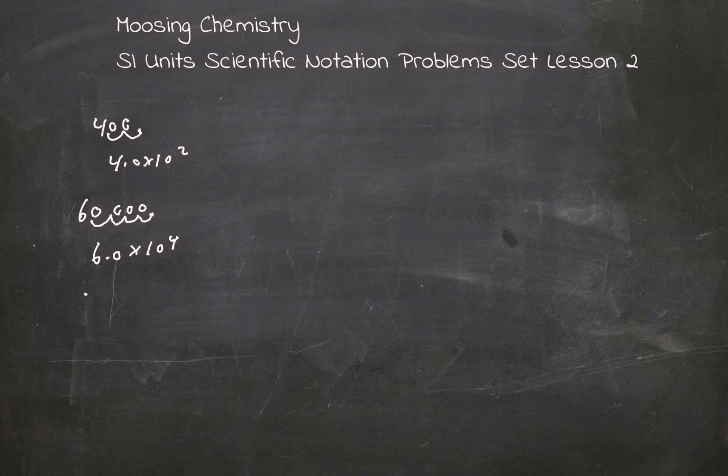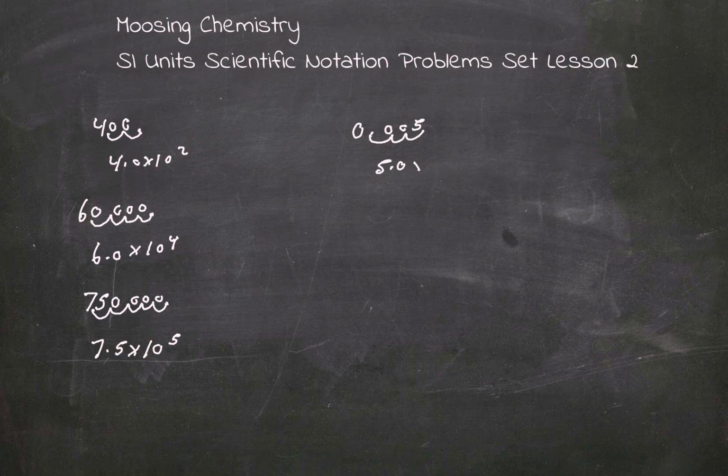Let's say you had 750,000. Okay, then you put a decimal there, 1, 2, 3, 4, 5. That would be 7.5 times 10 to the fifth. What if you had 0.005? You're going to move the decimal over 3 places. 1, 2, 3. That'd be 5.0 times 10 to the negative 3.